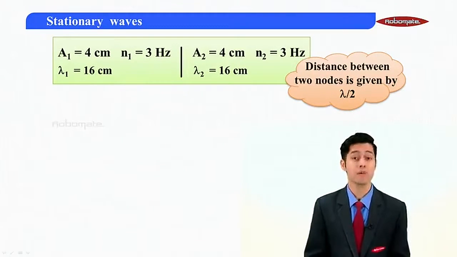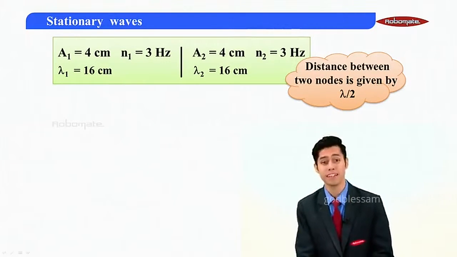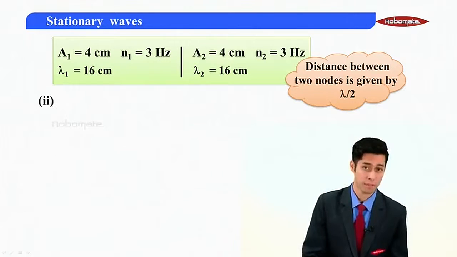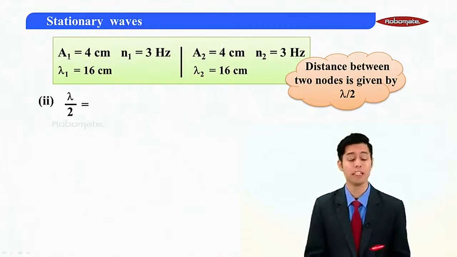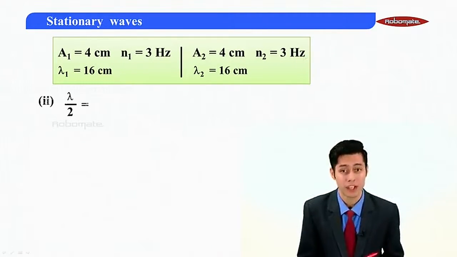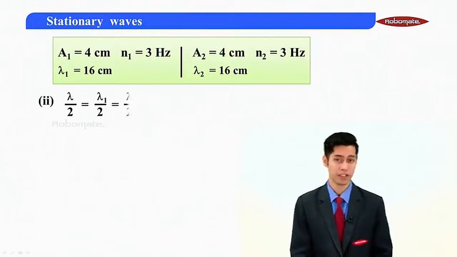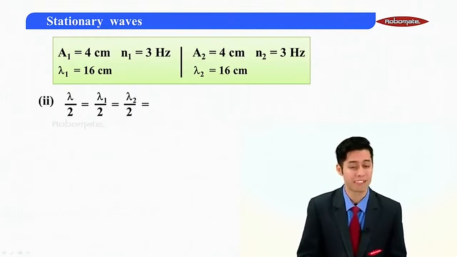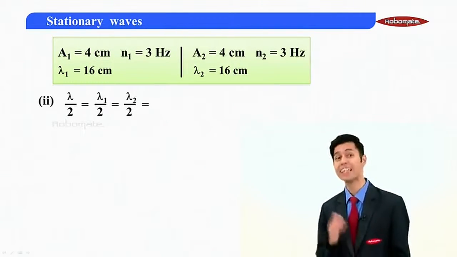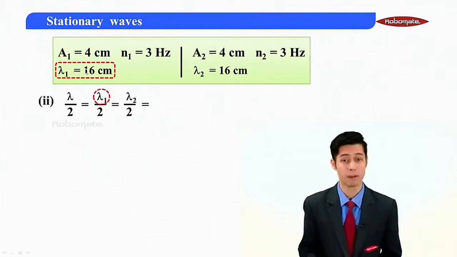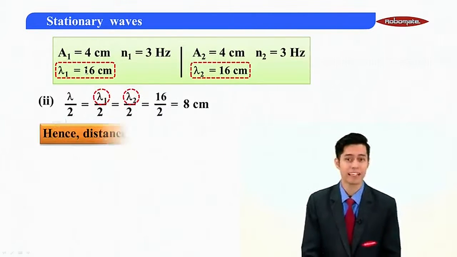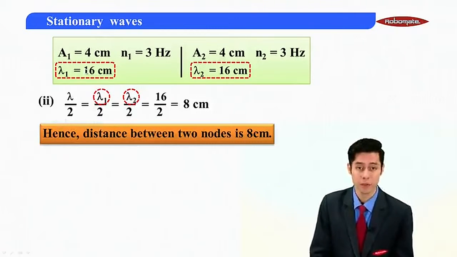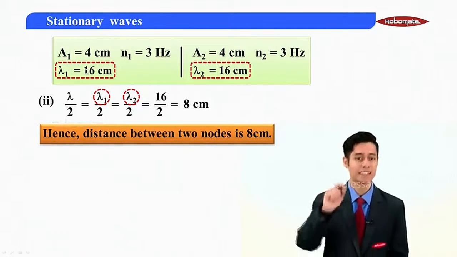Moving ahead, the next question was: what must be the distance between the two nodes? We know that the distance between two nodes as well as two antinodes is given by lambda by 2. It can be the same because both have the same wavelength, so it can be written as either lambda 1 by 2 or lambda 2 by 2. When I solve it, I get 16 by 2, that is 8 centimeter, is the distance between the two nodes.